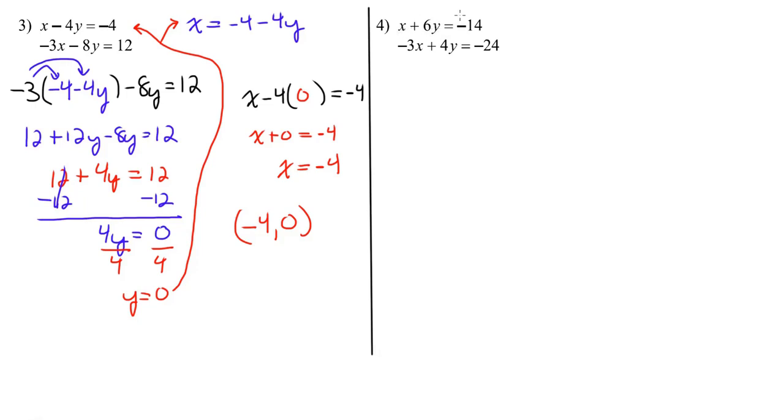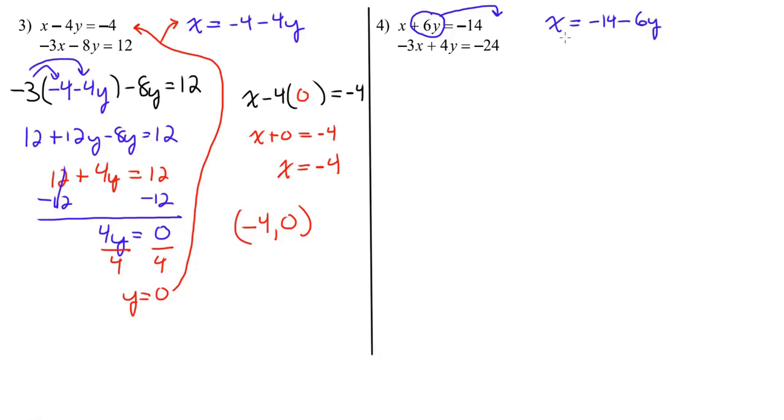And in order to solve for x, all we need to do is take this 6y and move it to the other side. And since it's a positive 6y and we're moving it to the other side, it's going to become a negative 6y. So our rewritten equation will look like this. x equals negative 14 minus 6y.